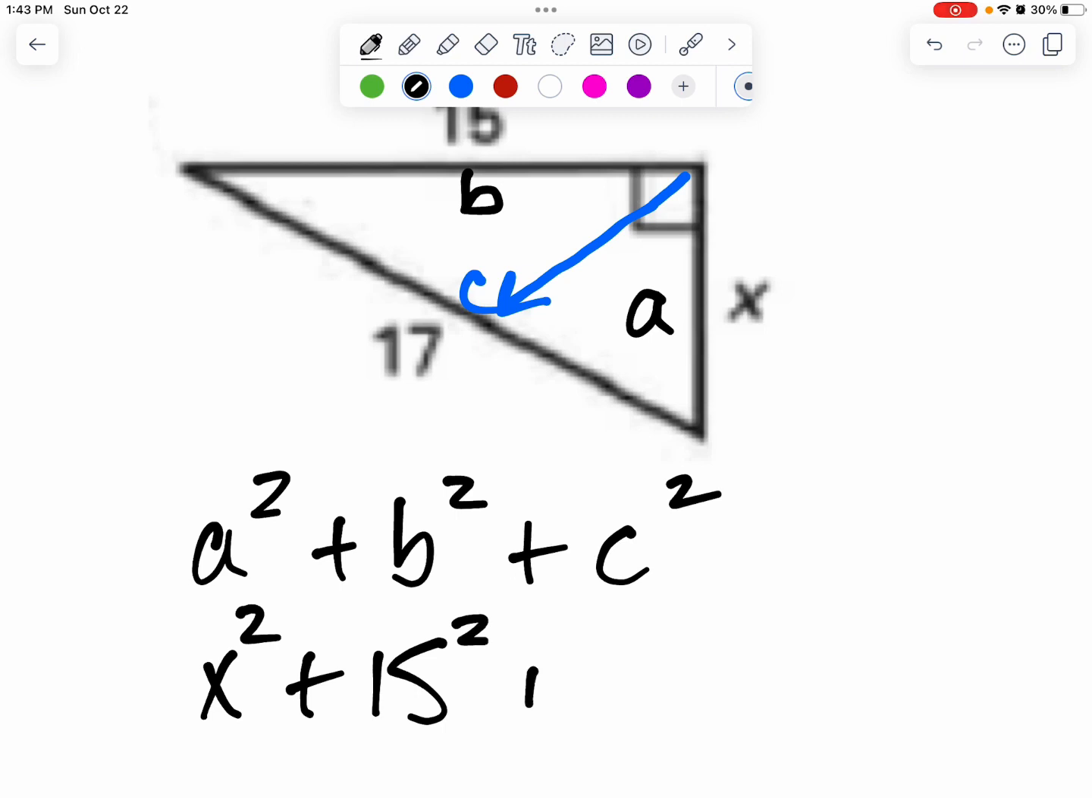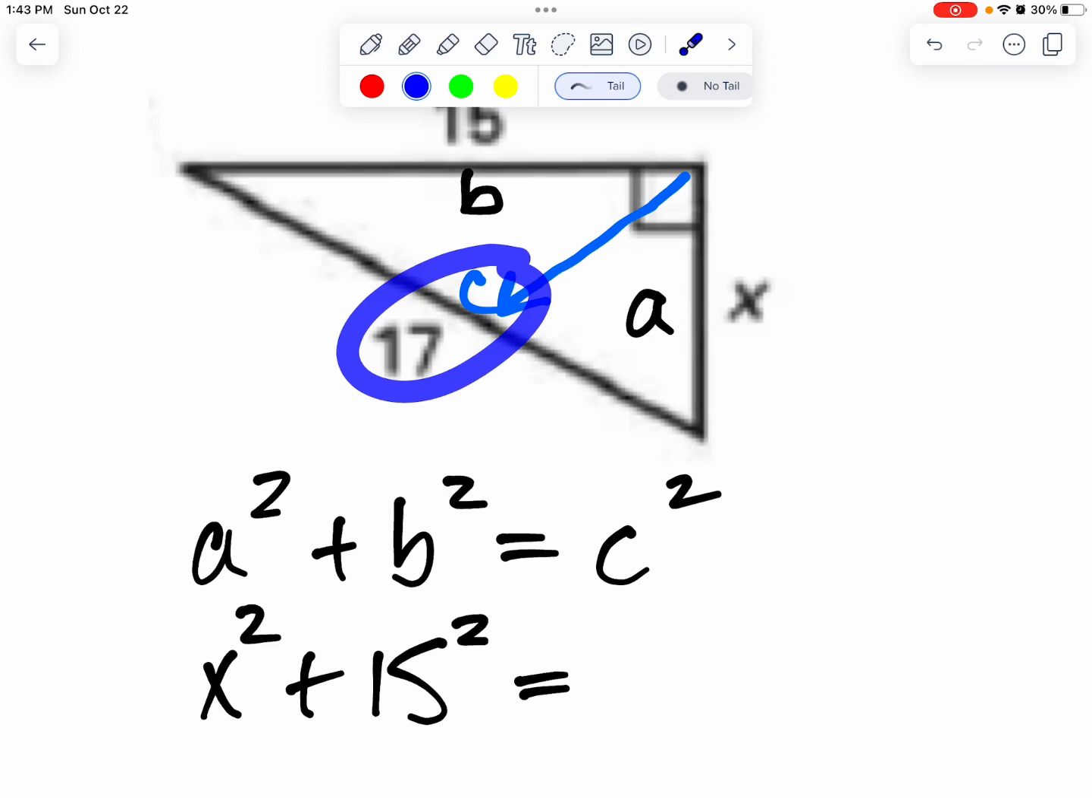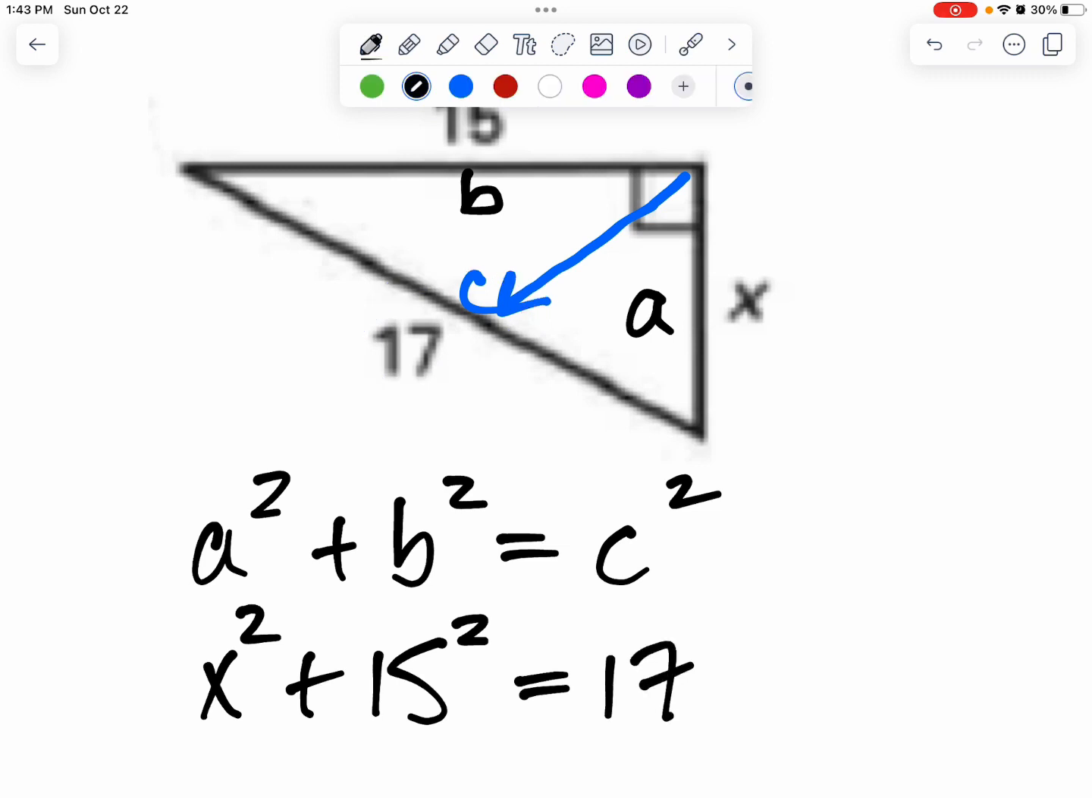Oops, I wrote plus and I should have written equals, my bad. Equals. A squared plus B squared equals C squared. Next to the C, I have 17. Okay, so I'm going to put 17 squared.